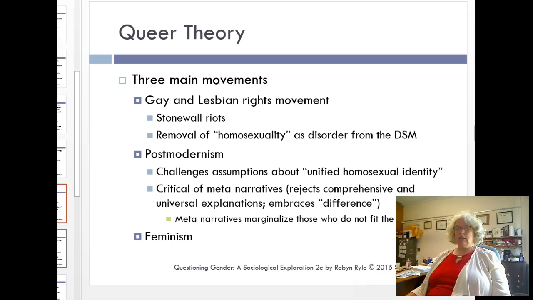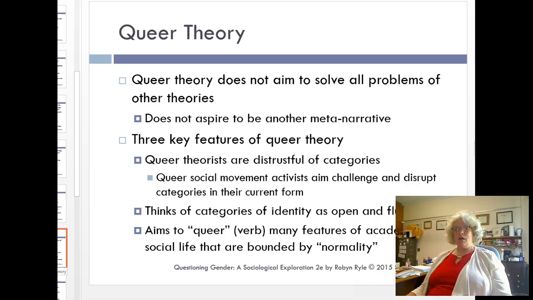Now, remember what feminist is. It's not that radical feminism that we're talking about. We're talking about a look at all different issues related to gender differentiation as equal, and that comes in the process. So queer theory does not aim to solve all the problems of the other theories. It really is there to lead to discussion. It isn't even there to dig at deeper levels of research. It is to give us that meta narrative to look at sex and gender in a different light.